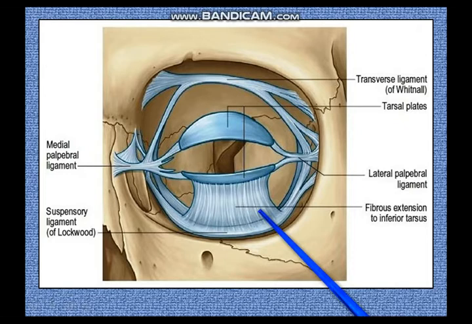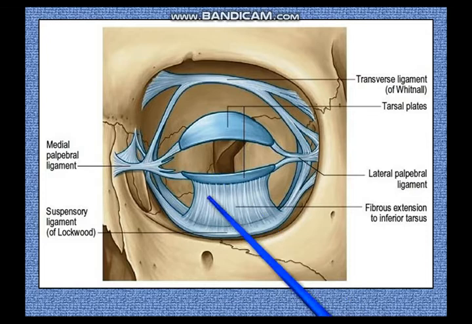So the lower lid does not have a particular muscle for depressing it, but because of the connection of the tarsal plate to the suspensory ligament of Lockwood and the sheath of the inferior rectus, action of the inferior rectus will drag down the tarsal plate here and the lower eyelid to some extent, plus it will be aided by gravity.